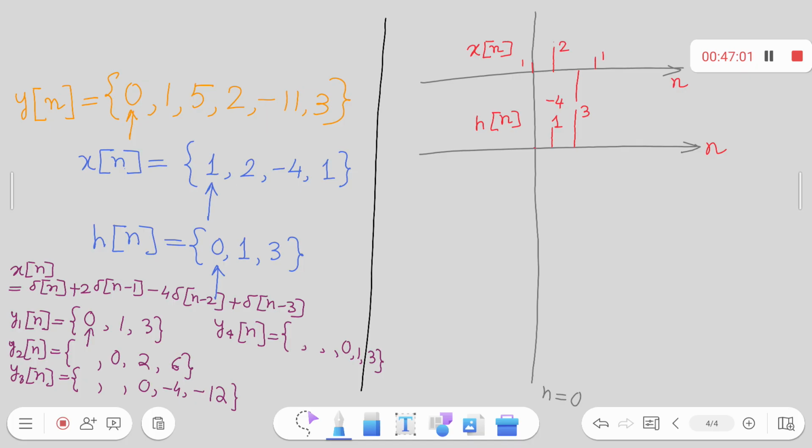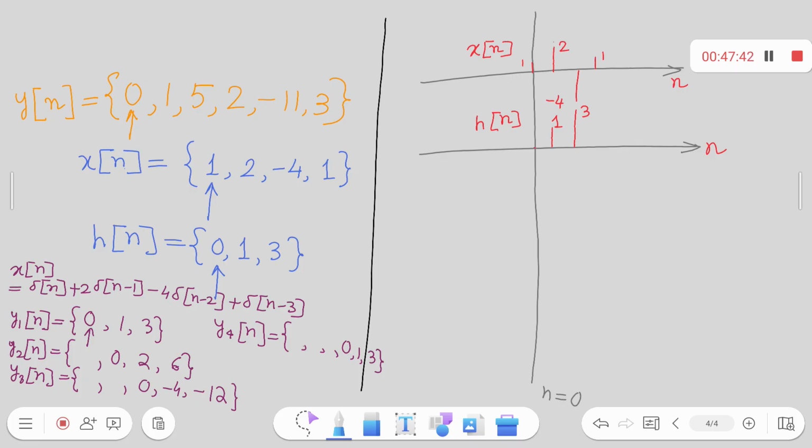While arriving at this particular result, we have represented the actual input as the time shifted and scaled version of the impulse function, summation over x of k delta n minus k. We found out the individual outputs due to x of k delta n minus k, obtained the individual outputs like y1 of n, y2 of n, y3 of n, y4 of n, and then added them. That is one approach of calculating this.